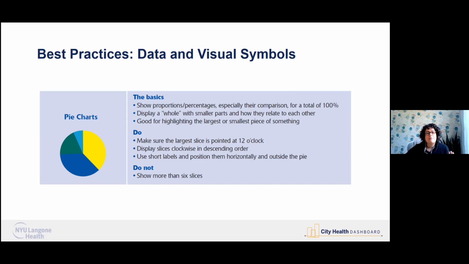Some things to keep in mind in terms of pie charts is making sure that the largest slice is pointed at 12 o'clock, so the yellow one here. And then you display the slices clockwise in descending order. Use short labels that go off horizontally to the side next to each portion, and try to separate them so that you can see them clearly. And not showing more than 6 slices is kind of a standard guideline.